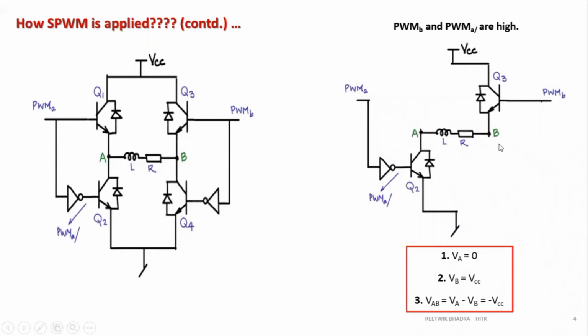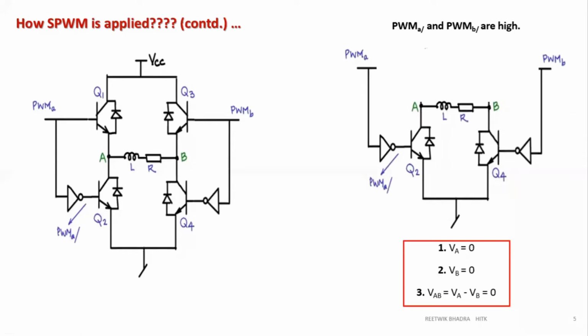Now this B point gets connected to VCC through Q3. So obviously VB will be VCC. Now this A point gets connected to ground through this Q2. So VA will be 0. So I can say VA is equal to 0, VB is equal to VCC. And what is my third equation? VAB, that is VA minus VB, that is 0 minus VCC, is equal to minus VCC. So this creates my third condition, and my circuit is displayed over here.